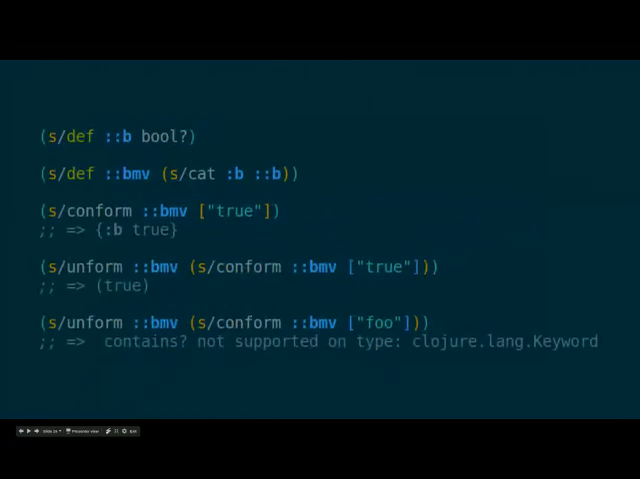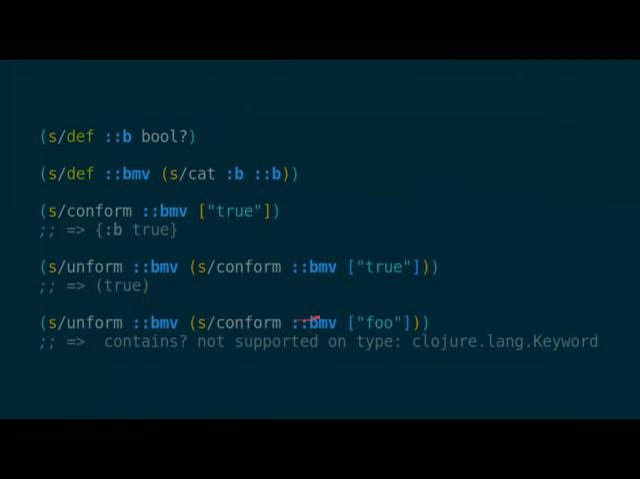Trying to remember the slides I made this morning. This is how it goes down. Now we've got a type bool, and a cat spec b, which must be one of these. If we conform to this spec a little vector of the string true, what we get back is actually a Boolean true. And if we conform and unform, because we've got that identity unformer, we get back a little list. Cool, I really like it.